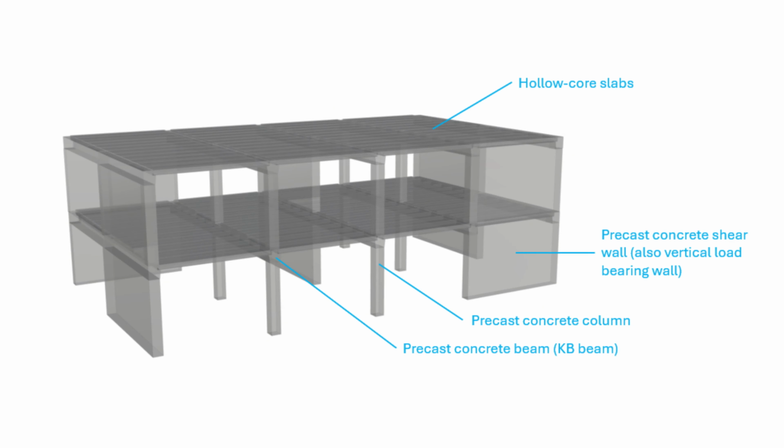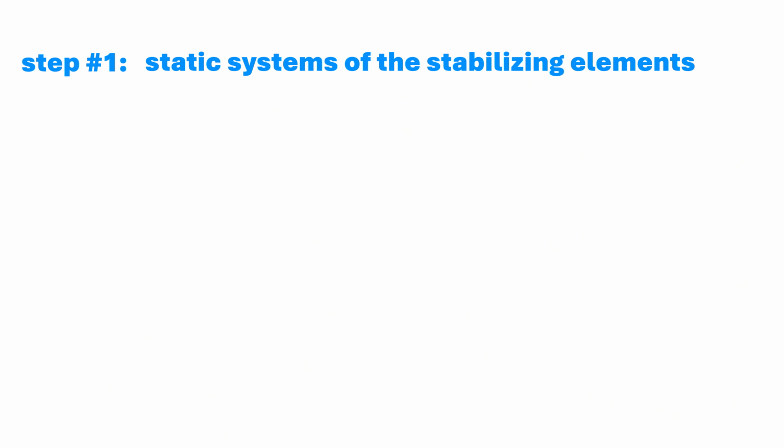Now, let's jump into an example: a precast concrete building. The stabilizing elements of this precast concrete building are shear walls and floor diaphragms. Now, I've also designed precast concrete buildings which included steel, concrete frames, and braces, but typically at least 90% of all stabilizing elements are shear walls and floor diaphragms. Alright, now let's go through the different steps. Step 1, static systems of the stabilizing elements.